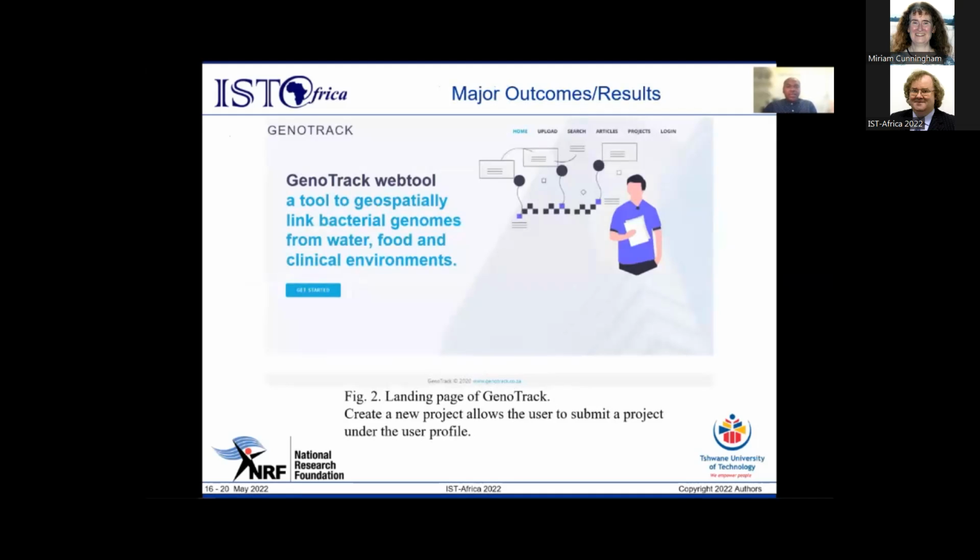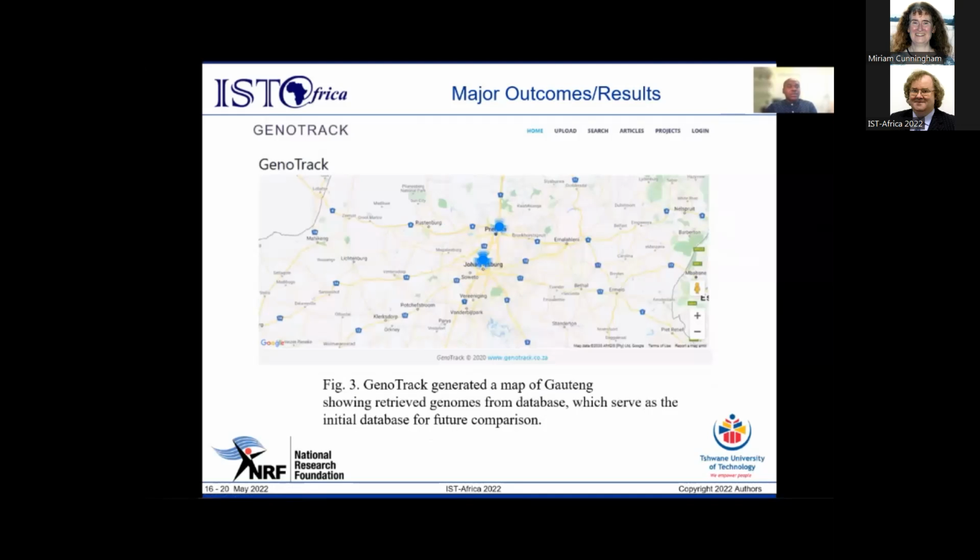So as I said, this is a web tool. You have a landing page. This is the landing page of GenoTrack. This page allows you to use the login to create your own user profile, and then be able to upload genomes and track your own genomes in the system, right? Create the project and all this.